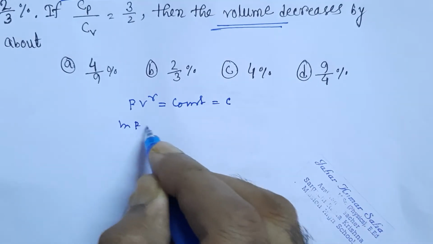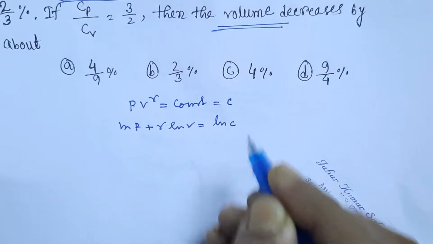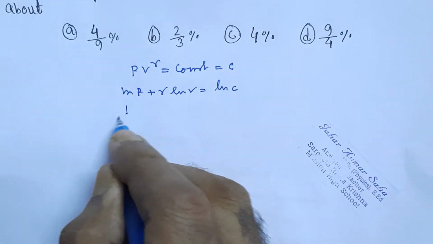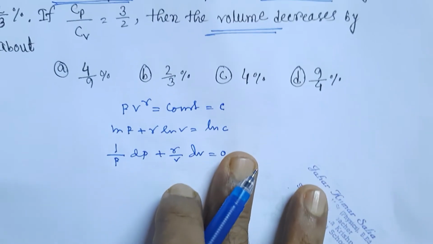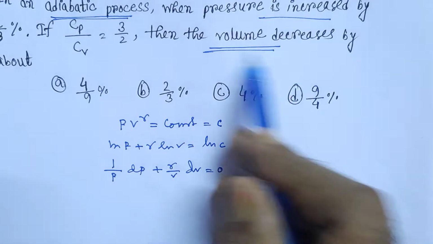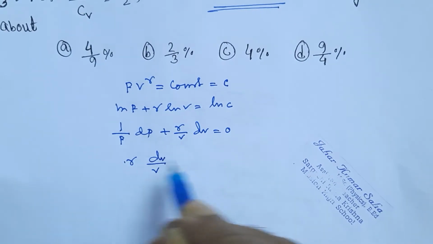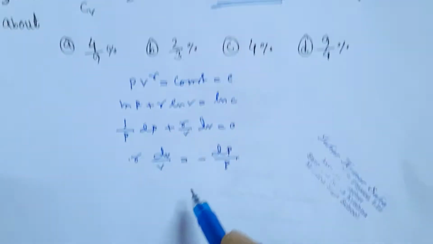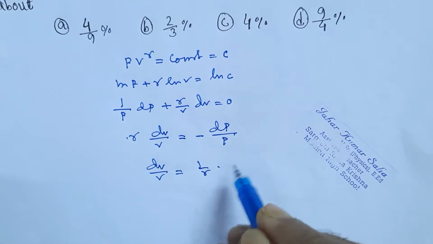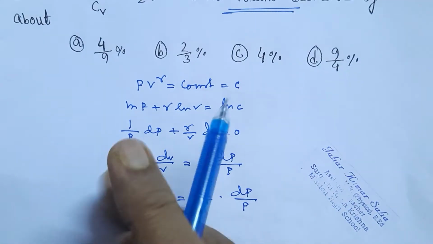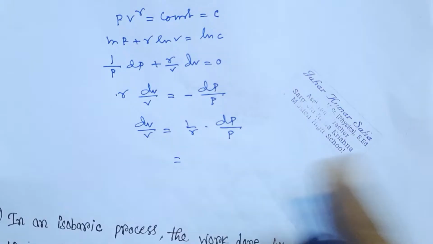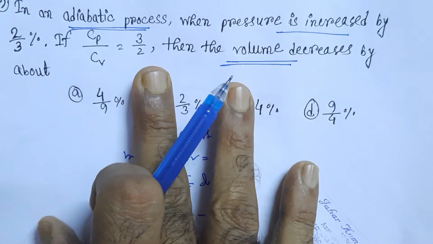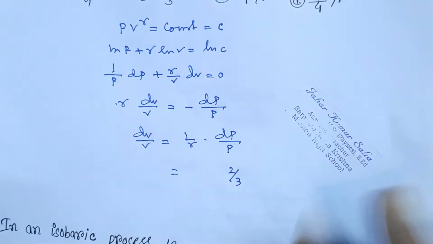Now taking log, ln P plus gamma ln V equals ln C. Now differentiating, we get 1 by P dP plus gamma by V dV equals 0. What we need is the fractional change in volume, but the fractional change in pressure is given. So gamma into dV by V equals minus dP by P. So dV by V equals 1 by gamma into dP by P, if we take only the numerical value, because the sign is not given there. Here dP by P is 2 by 3 percent, and gamma, that is Cp by Cv, is 3 by 2. So 1 by gamma is also 2 by 3.